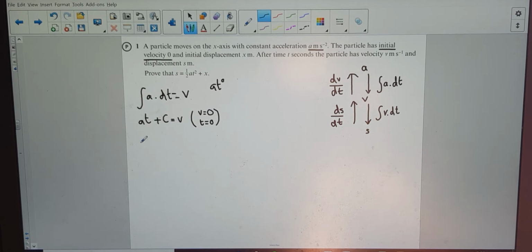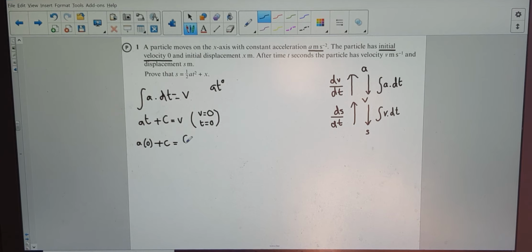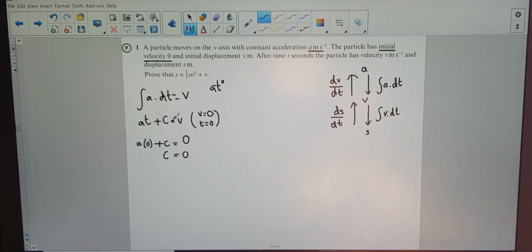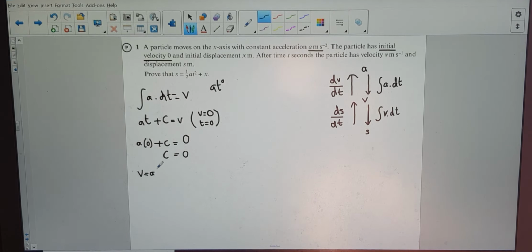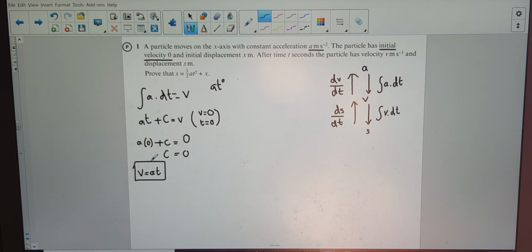So if I have a times 0 plus c equals the velocity, which they tell us is 0. That equals 0 equals 0. I've just worked out c equals 0. Rewrite my equation. V equals at plus c. V equals at plus c, which I've just worked out to be 0. This is my equation for the velocity.